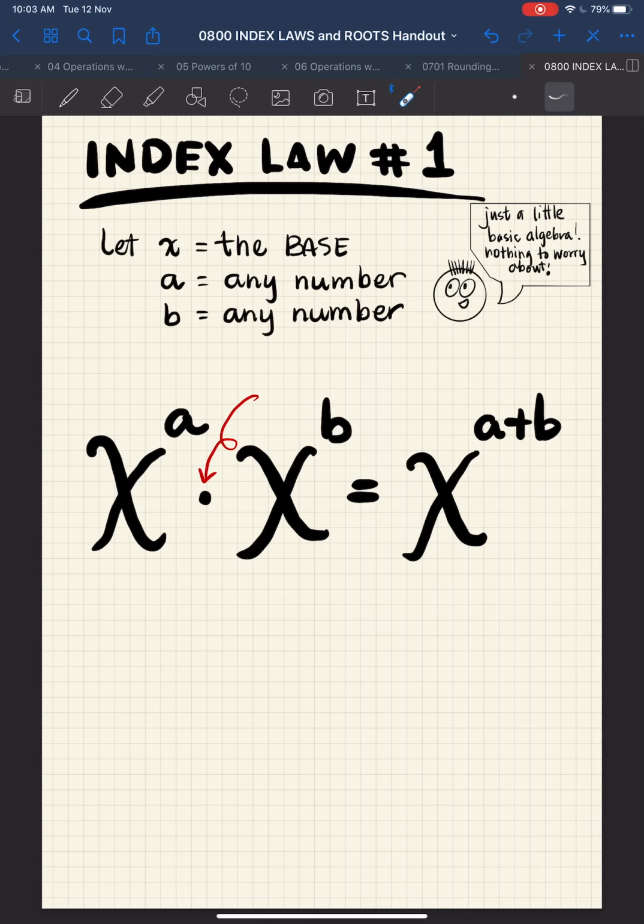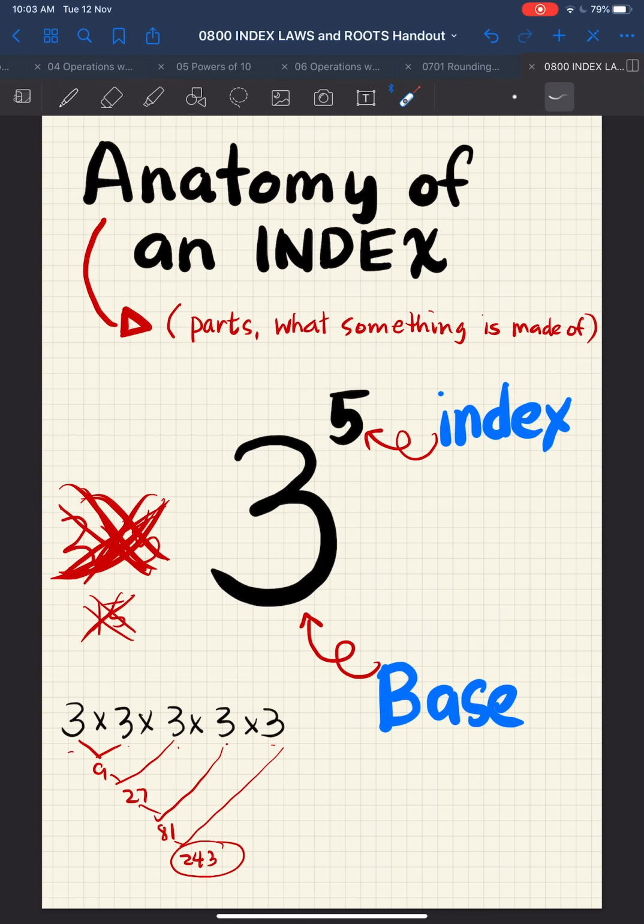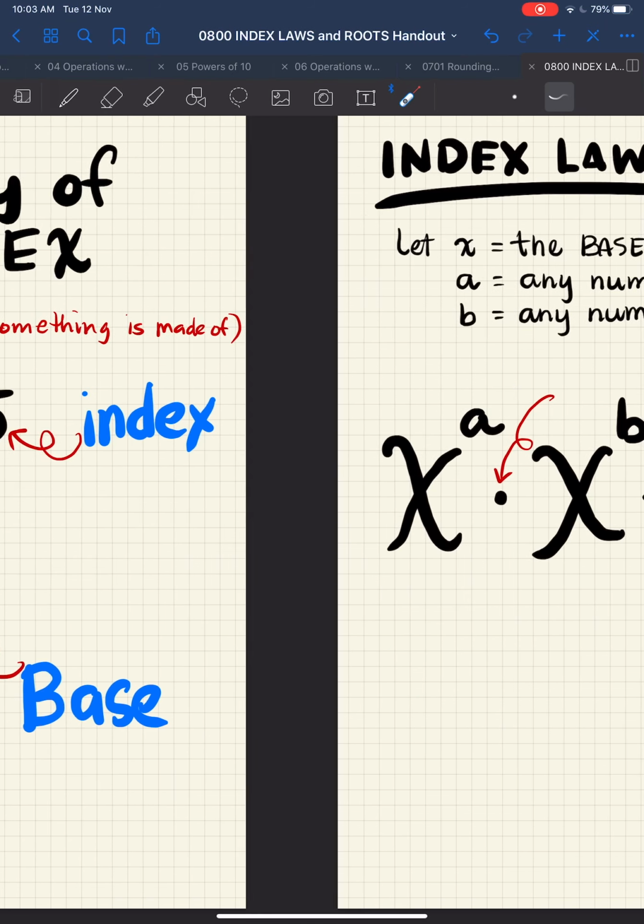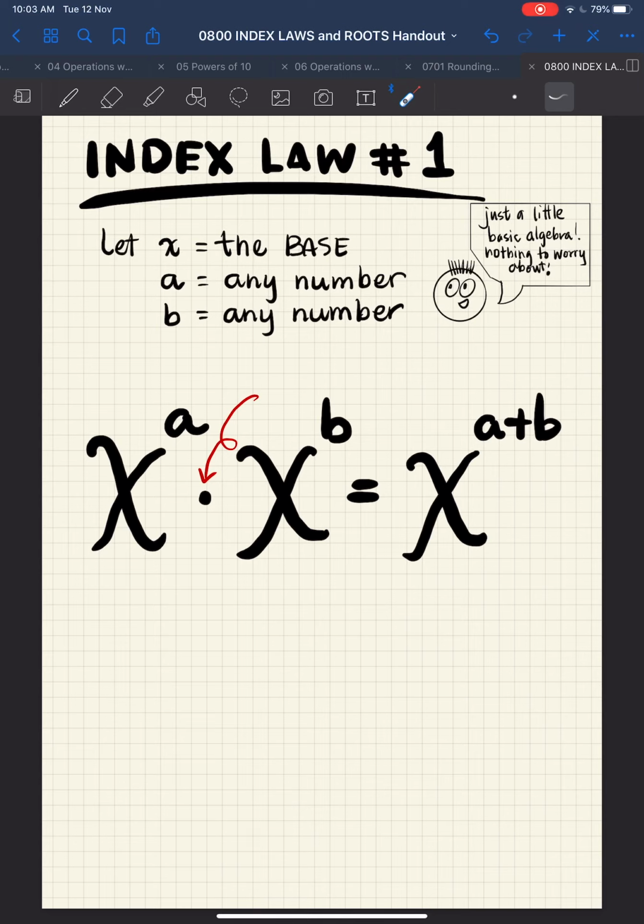Okay, so in this one, let x represent the base. Let x represent the base. Just a little algebra, nothing to worry about. This is just letters representing numbers. Let A represent any number, B represent any number.